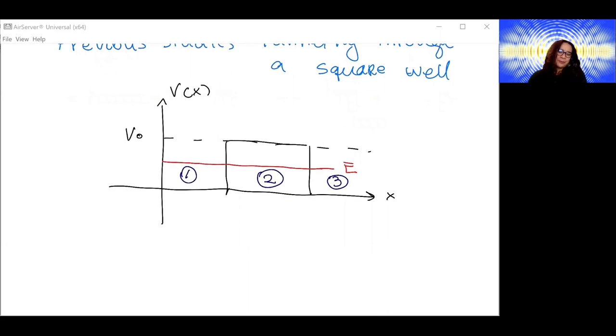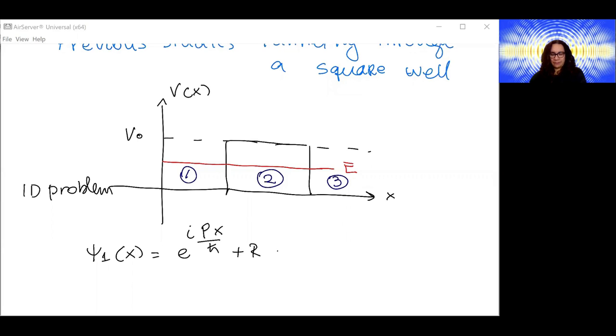In region 1, we know that our wave function for this particle would be the incident wave function, so we have e^(ipx/ħ). So we're considering a 1D problem here. And this is telling you that it's coming from the left to the right. And part of it was reflected. So the minus sign here tells you that this plane wave is going in the other direction.